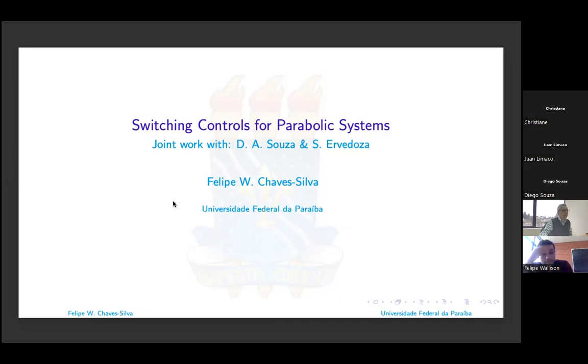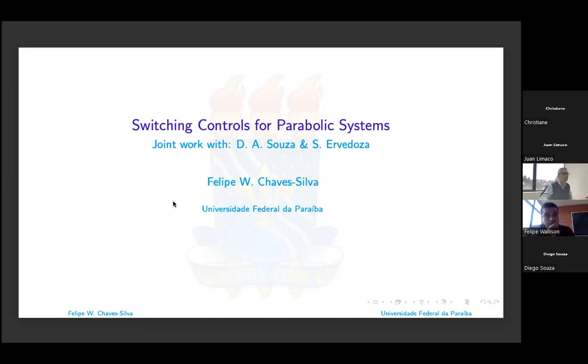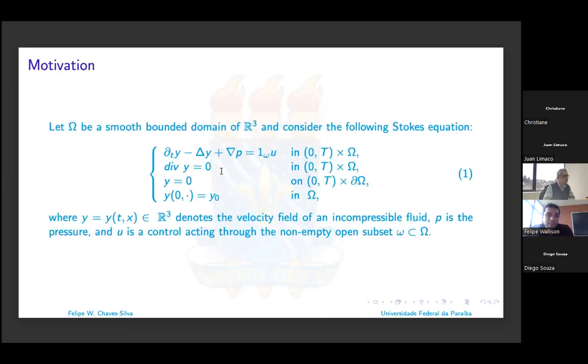Okay. And we studied a problem which is quite simple to understand, which is the problem of switching controls for parabolic systems. I will detail this in a minute, okay? But I will start with a motivation to our work. The motivation is as follows.